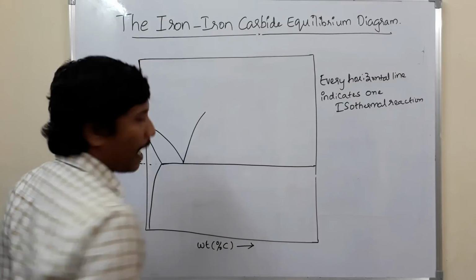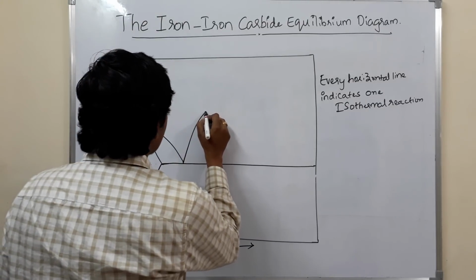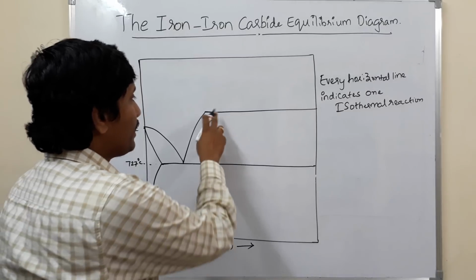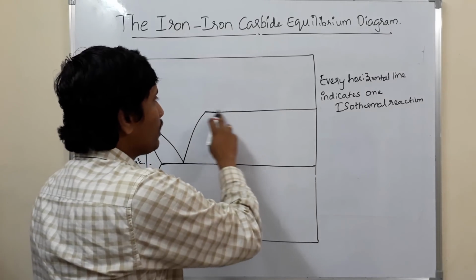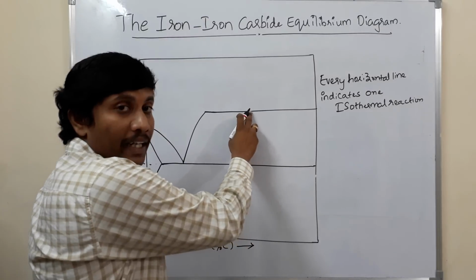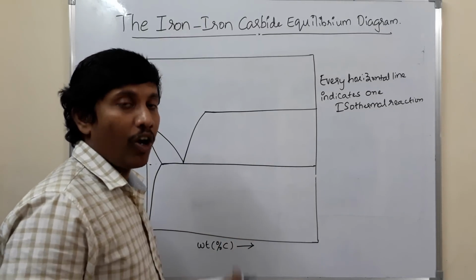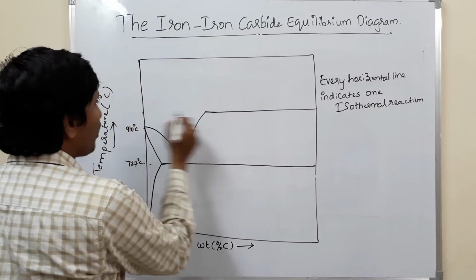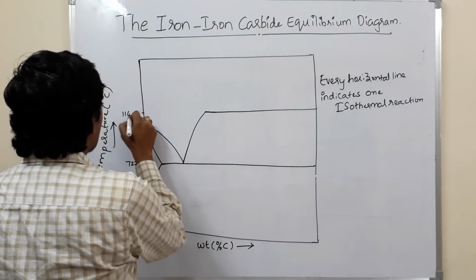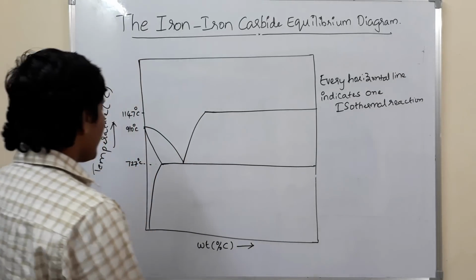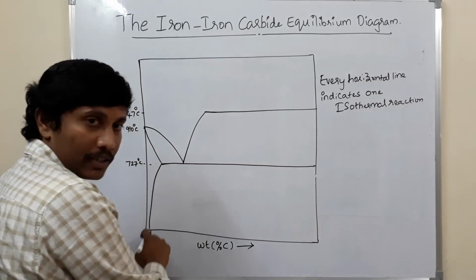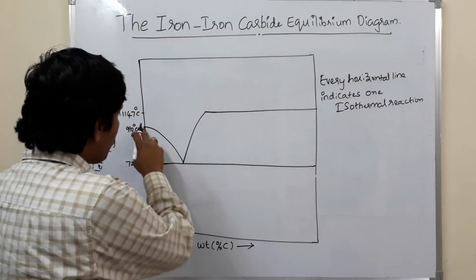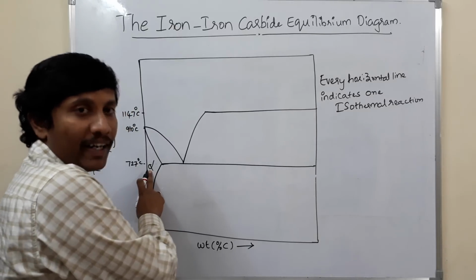Then we go into the gamma phase, the gamma region. This is another horizontal line which is drawn. It implies that at this particular temperature you will get another phase transformation or another invariant reaction. This horizontal line is drawn at a temperature of 1147 degrees centigrade. This portion implies a pure solid solution alpha region.